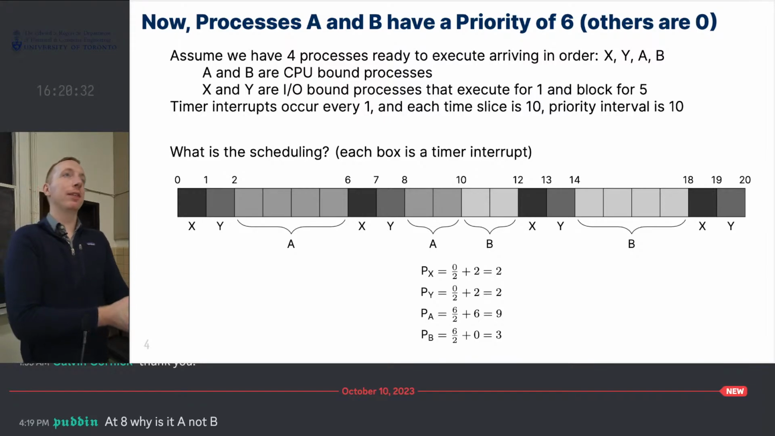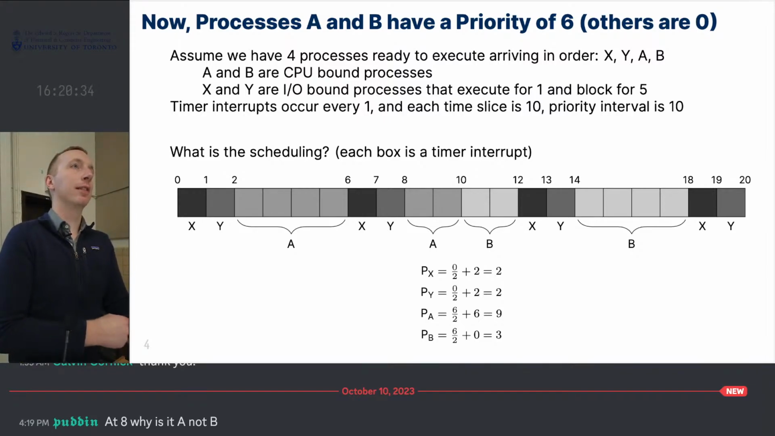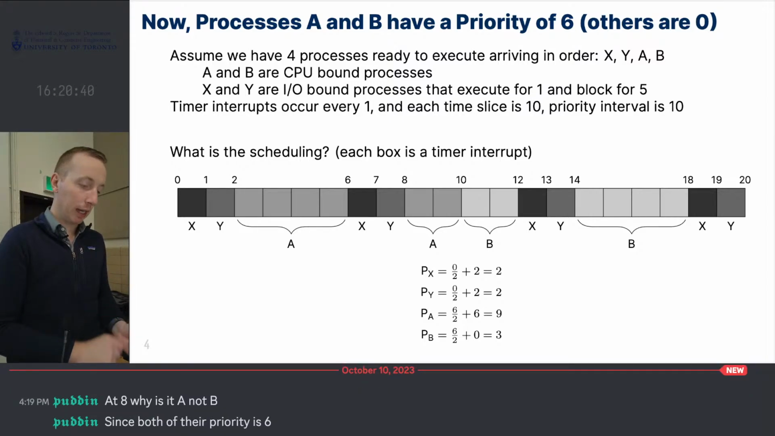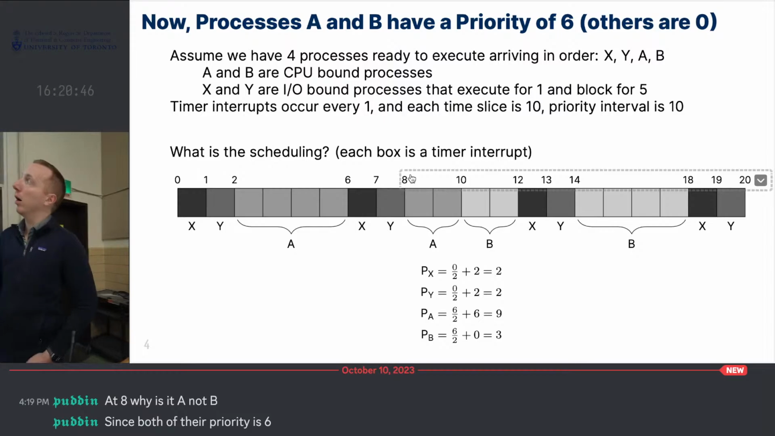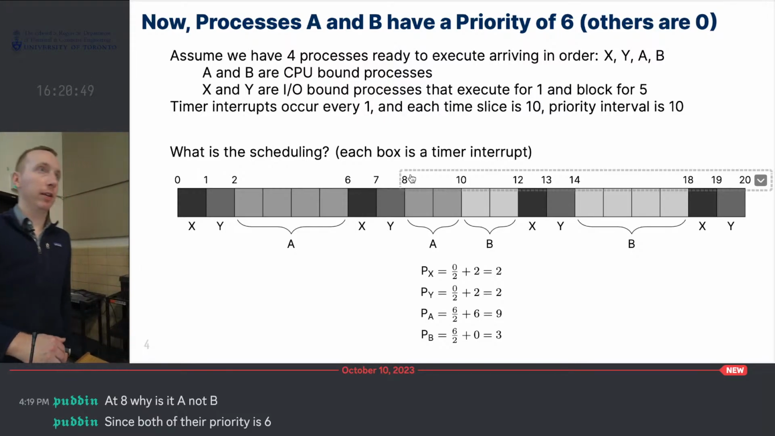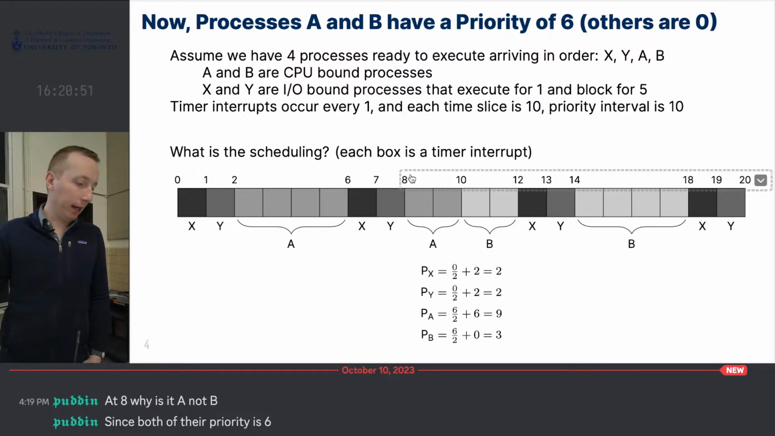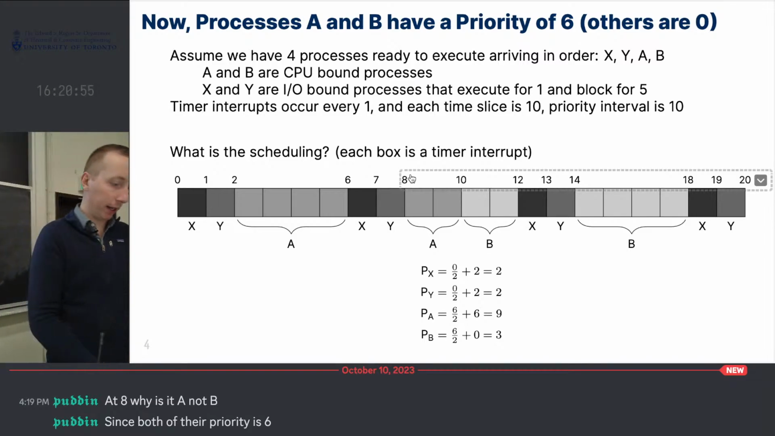Yep. Why do you choose to run a complete A instead of switching to B at time A? At time A, sorry? At time 8, we haven't recalculated the priorities at all. So A and B are still tied, and A arrived first. So we go back to A.